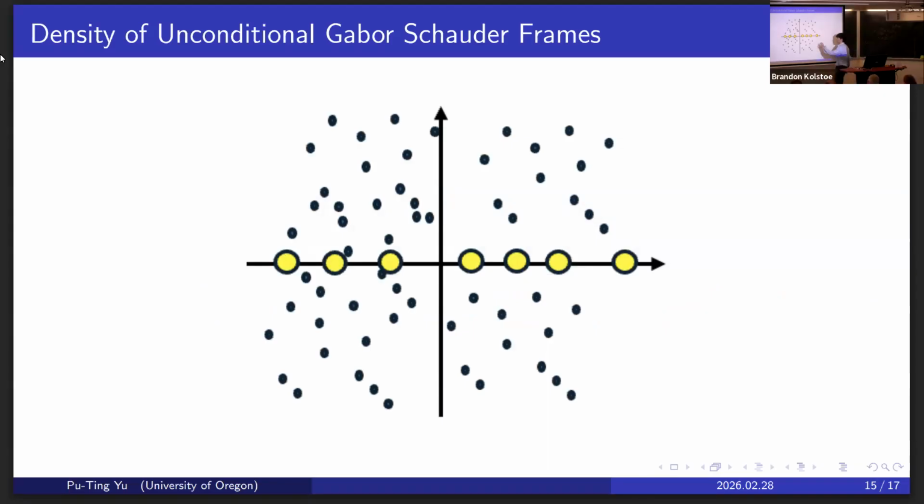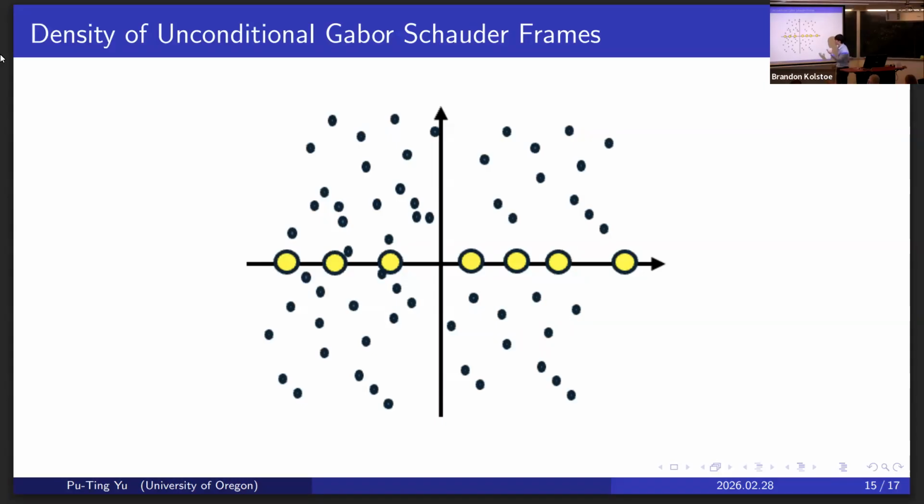Okay, so assume that the yellow points are just pure translates, and we are going to use that to generate some Gabor system, right? And we want to know whether using pure translates can give me some unconditional Schauder frame for some infinite dimensional closed subspace of L2R. And now the black points are just the time frequency shifts associated with a Gabor frame.